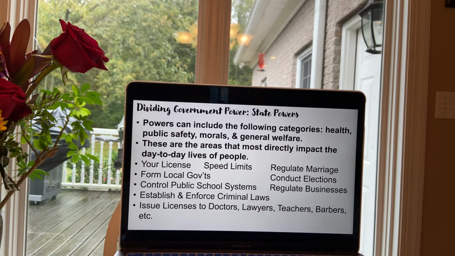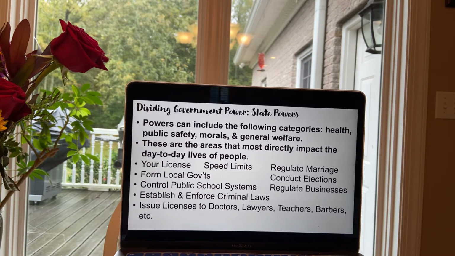The state will be the one who conducts the election that we have in November. They control the public school system. They regulate business. They establish and enforce criminal law. They issue licenses, like to doctors and to lawyers, to teachers, to barbers, etc.